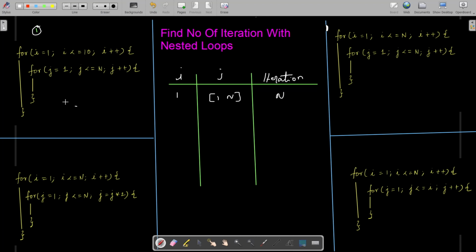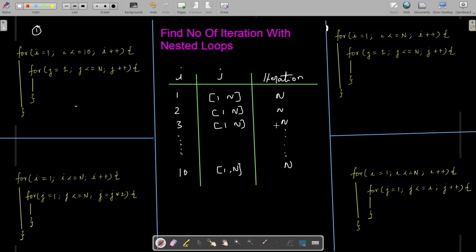Let's take, if your i is 2, at that time also your j loop will start from 1 to n. Here also n iterations. Your i is 3, at that time also your j loop will start from 1 to n, so the total iteration is n. Up to, if your i is 10, your j loop will start from 1 to n, so the total iteration is n.